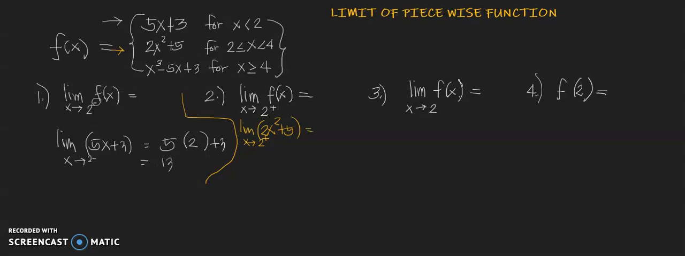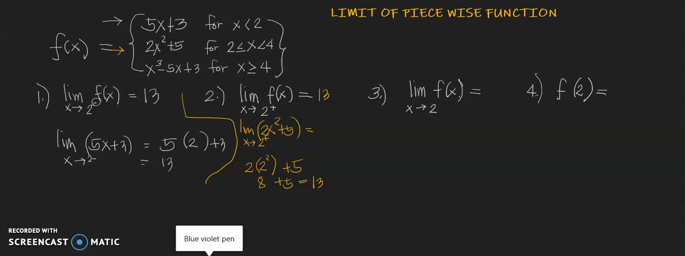Let's do direct substitution. 2 times 2 squared, plus 5. 2 squared would be 4, times 2, that would be 8, plus 5 equals 13. So the answer for this would be 13, and this one also would be 13. Okay, so that's the answer for question number 2. Let's move on with question number 3.